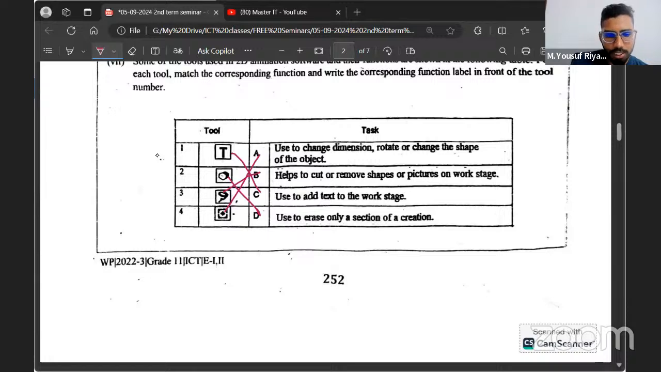So if you match it correctly, 1 is going for C, 2 is going for D, 3 is going for B, and 4 is going for A. This is regarding 2D animation tools.